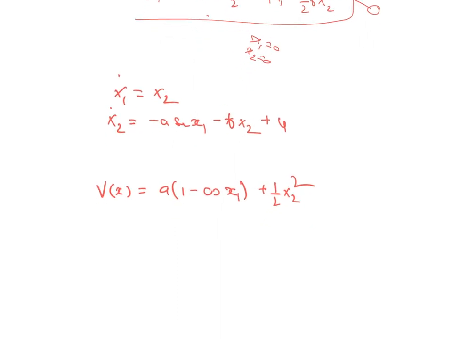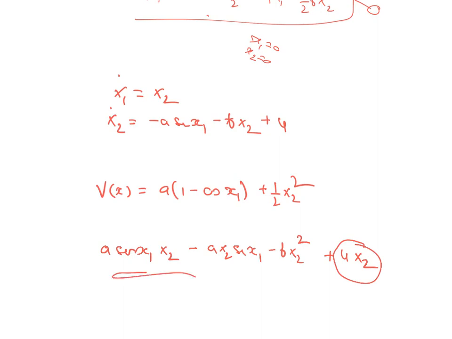Let's say I choose this. So now when you do V dot, I plug things in, so my equation becomes a sine of x1 into x2 plus x2 times minus a sine of x1 minus b x2 squared plus u x2, right? Now u x2 came. And now you can choose your u such that if you have to cancel out terms to make this negative definite, things will be like this.